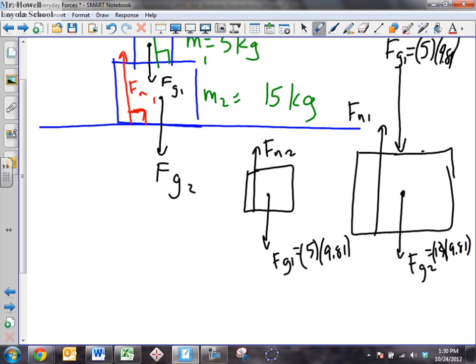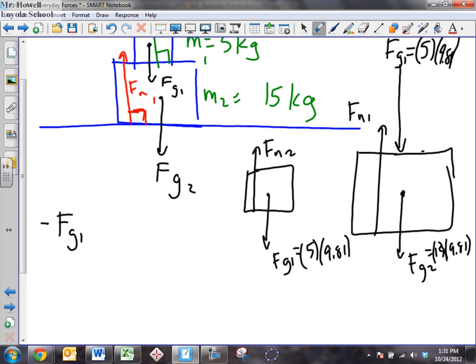We want to write sum of the forces for both objects. So for the small object, what are the forces acting on the small object? Give me negatives and positives also, please. The smaller object, what's acting down on it? Jeff? Gravity, good. So negative Fg1. What's acting up, Jeff, on the small object?